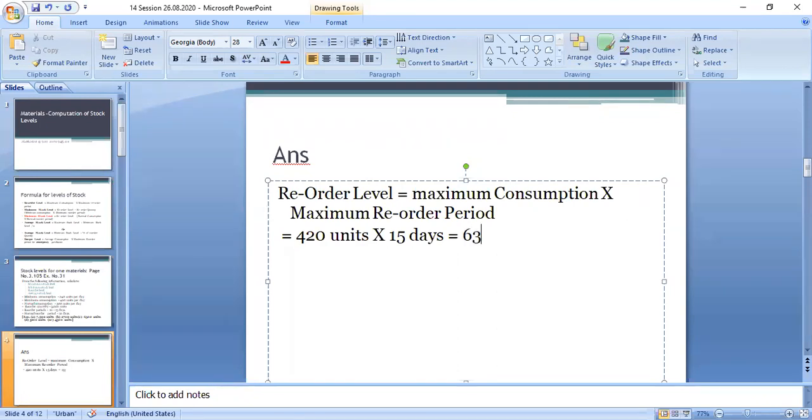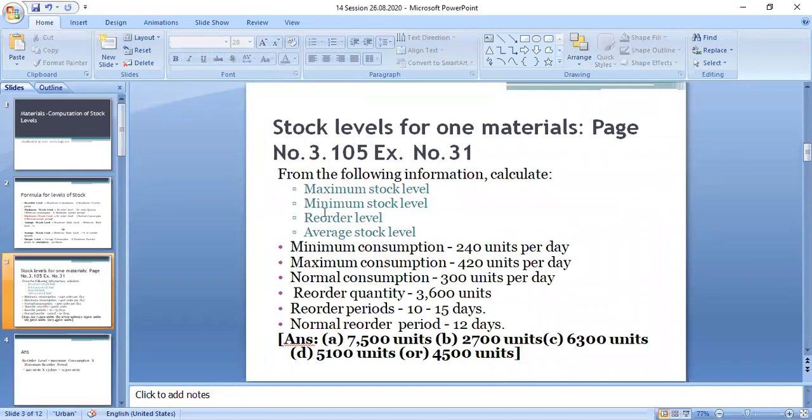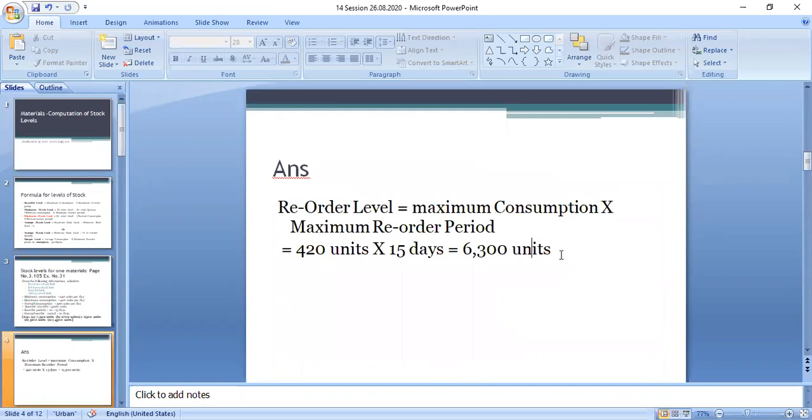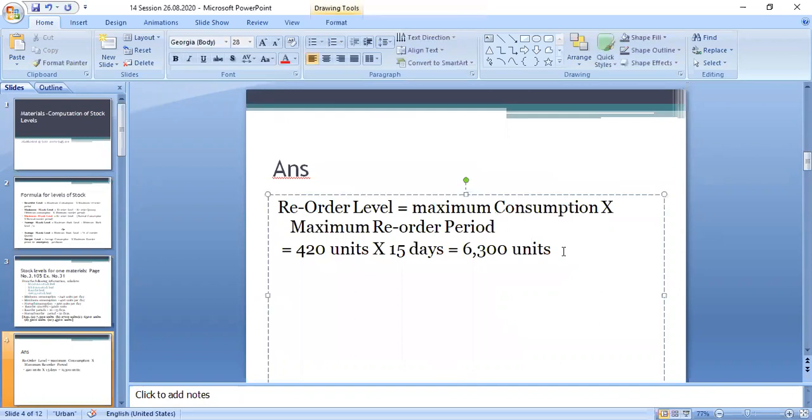So this is a reorder level. It is very simple. So what is the answer? A, B, C. A is a maximum. So minimum is 2,000. Reorder level is 6,300. So it's calculated, 360 units. This is called a reorder level.